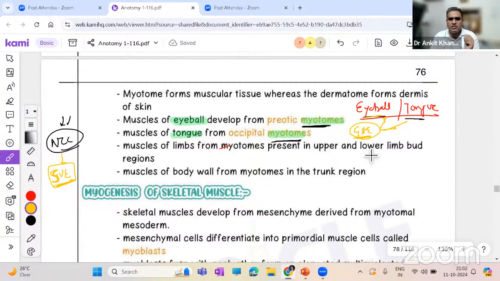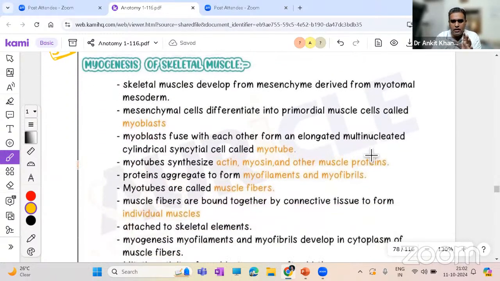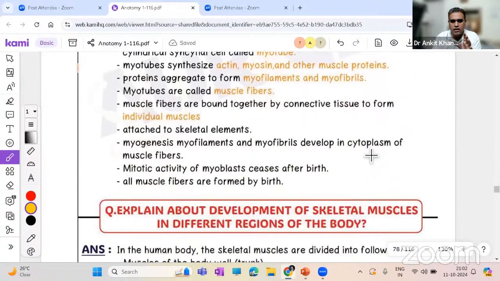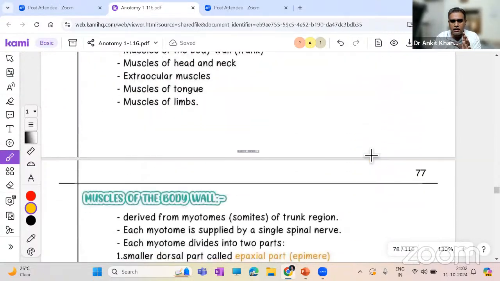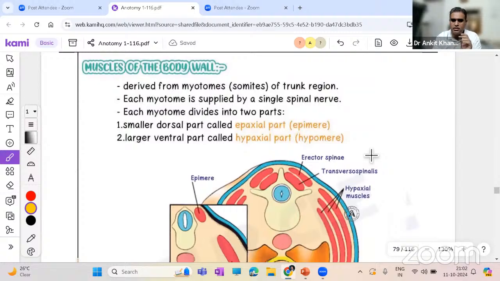So let us discuss muscles a bit more, and let me tell you the highlights of it, the main parts of it. Yes, come over here into this part. Again, very important for your MCQs particularly are these two statements. The muscles of the body wall, the entire trunk and all, derive from the trunk region, that is the thorax and abdomen region. They are also muscles over here.